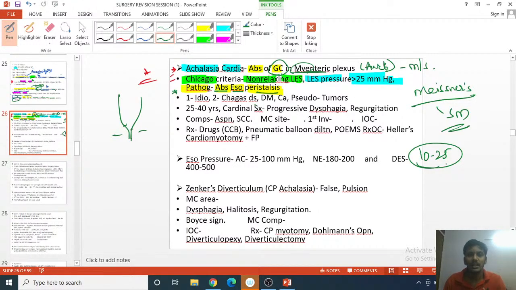So please remember, Chicago criteria is for which disease? Achalasia cardia. Three components. First is non-relaxing LES, meaning persistent spasm of LES. Second is LES pressure more than 25 mm of mercury. And third, the pathognomic feature, is absent esophageal peristalsis. The pathognomic feature is absent esophageal peristalsis. Please remember. Then achalasia can be primary or secondary.